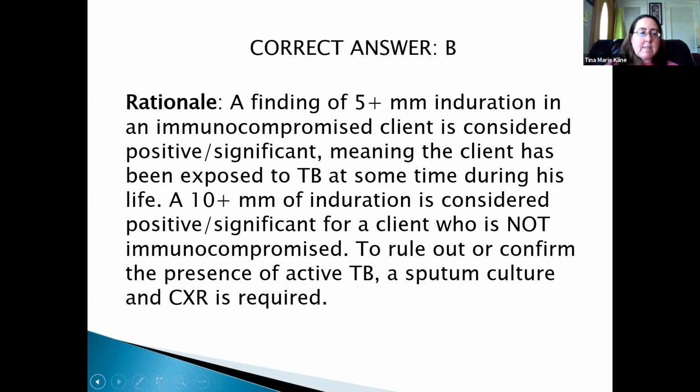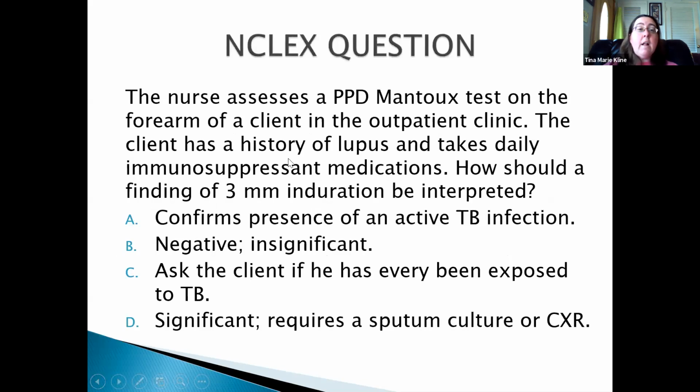I'm going to go back so you can see what the options were, okay? This result, 3 millimeters, even in somebody who is immunosuppressed, is negative. It's not significant. Had this number been 5 or above, it would have been significant and it would have required a sputum culture or a chest x-ray, okay? If this was a healthy person, it would have to be 10 or above to be significant, okay? And again, this test by itself does not confirm the presence of an active TB infection.